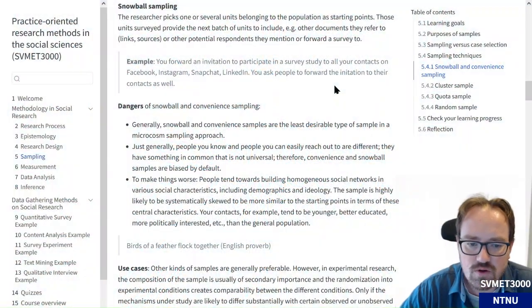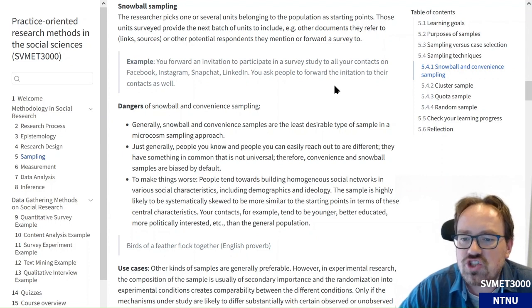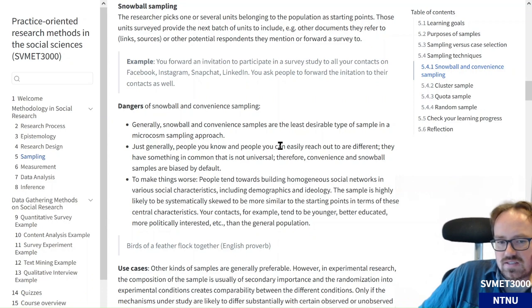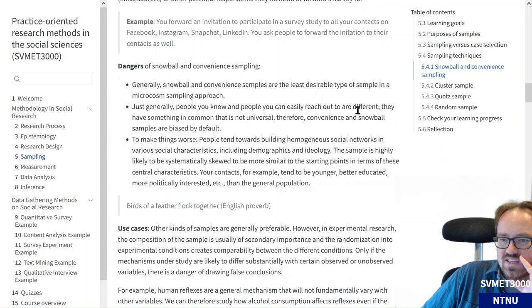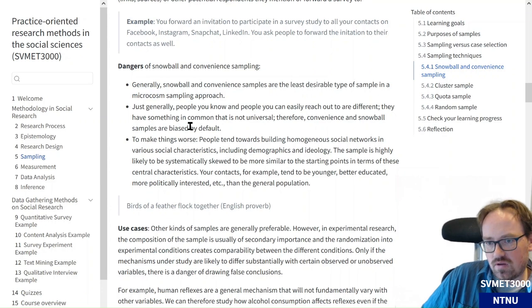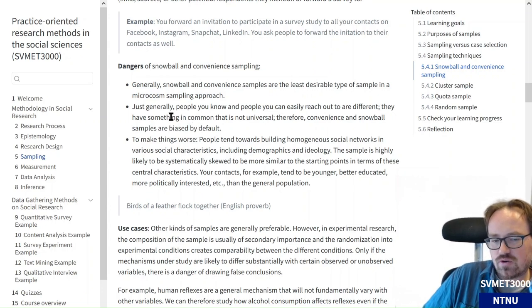The dangers of such a procedure are that snowball and convenience samples generally are the least desirable if you pursue such a microcosm sampling approach. So they generally can't create a microcosm unless it is a very specific one. For instance, your friends might be a good way to get a microcosm of your friends and family.